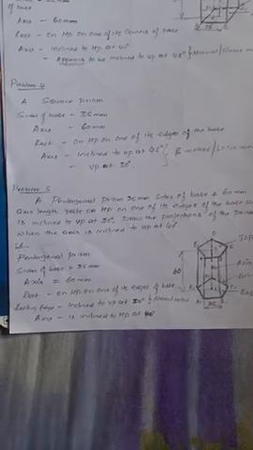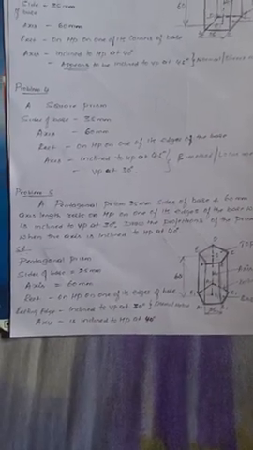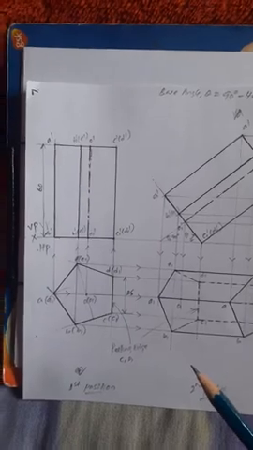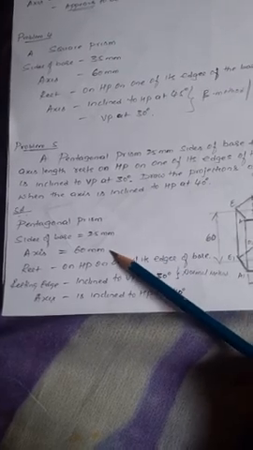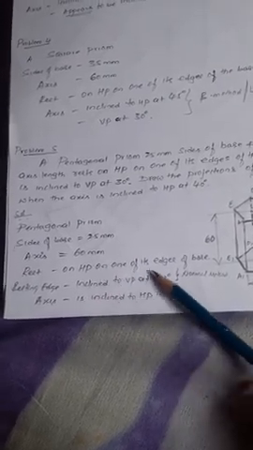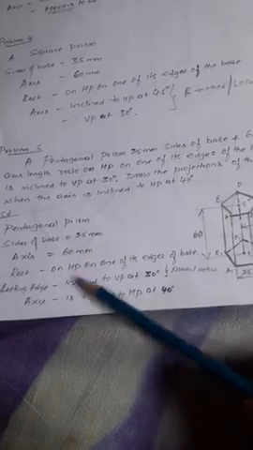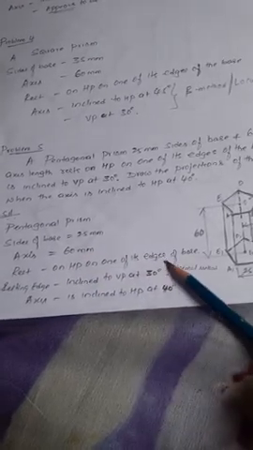Now we'll see how to solve this problem. As the given data, a pentagonal prism, sides of base 25 mm, axis 60 mm, rests on HP on one of its edges of base, we start on the HP. The resting edge should be taken on the right side of the solid.